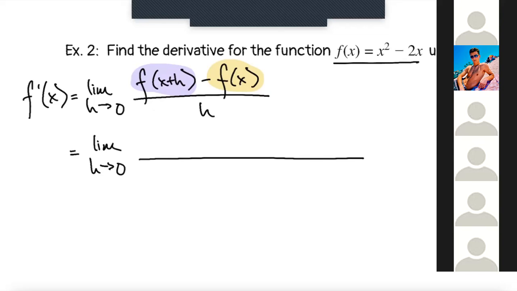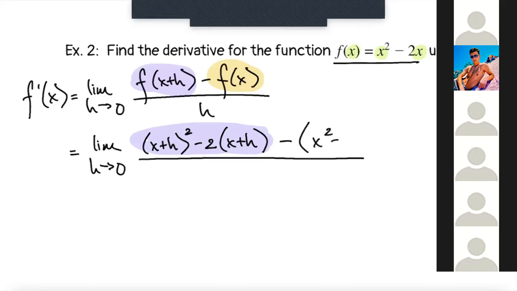Good. Everywhere we see the input, we replace the input with x plus h. And so we're going to have (x plus h) squared minus 2(x plus h). That's going to be the purple part. And then minus our f of x means minus (x squared minus 2x), all over h.